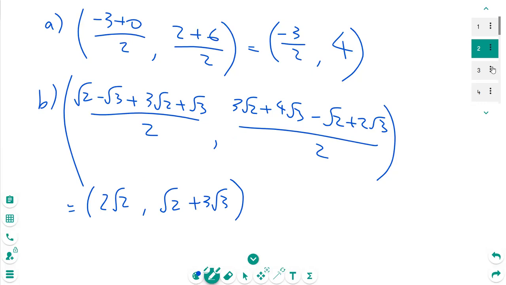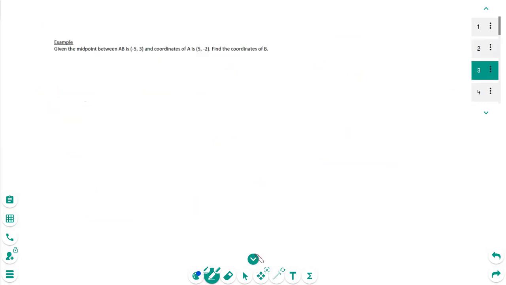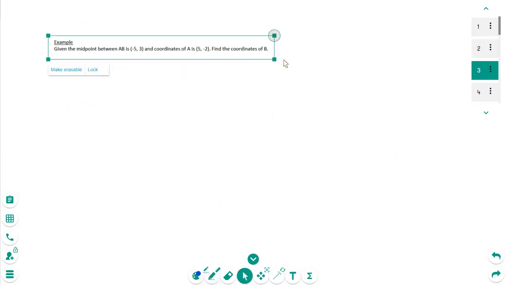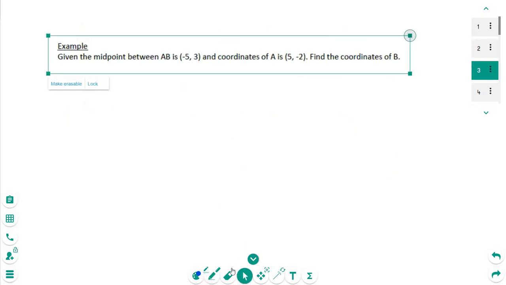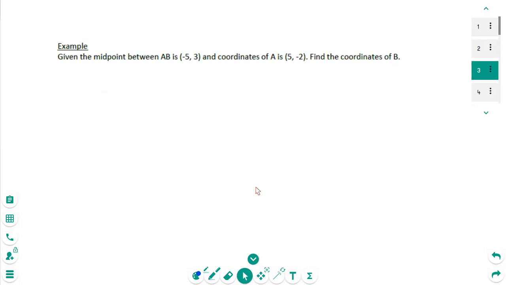Right, next one. There's no practice for this one because you can do them from the textbook, from different exercises. It should be fairly simple. The midpoint, it's a bit small, let me make it bigger. Given the midpoint of AB is -5, 3, and the coordinates of A are 5, -2, find the coordinates of B. So it's a reverse midpoint.